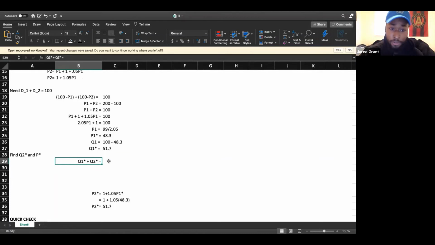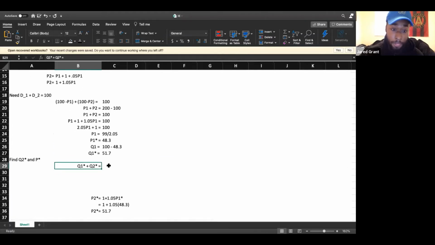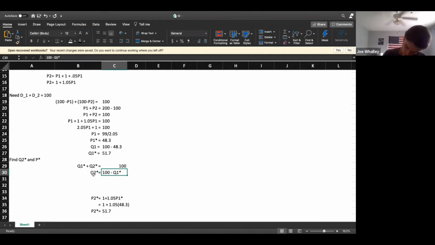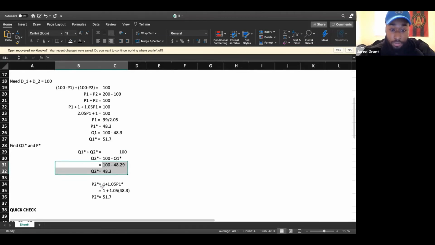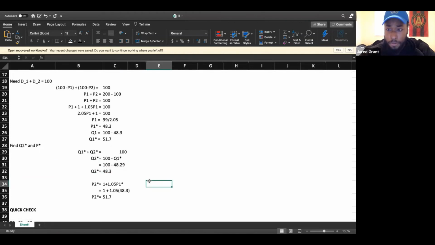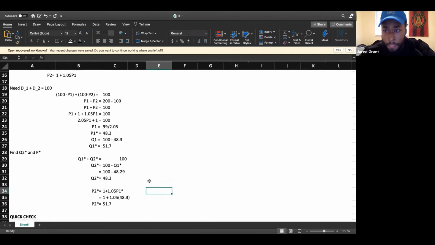So the way I kind of did it was what you said earlier, where I found D1 plus D2, and we work these equations in terms of Q1 and Q2, set them equal to each other, and I know they have to equal, like you said, 100. And since we know that Q1 is 51, all I did was 100 minus Q1, keep moving forward. 100 minus 48.29, Q2 equals 48.3. So this is our functions. Are there any questions regarding this point right now before I move forward?